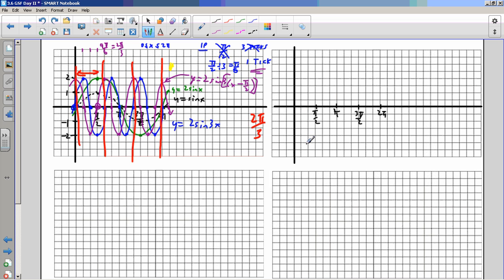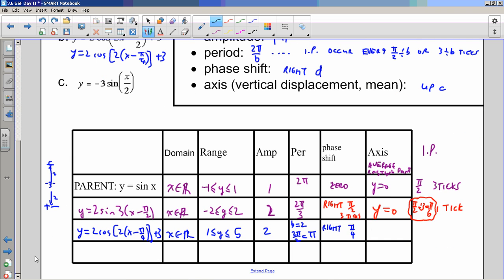So where's pi over 4? How much is pi over 4? I've got to move it right pi over 4, but how much is that? Well, pi over 4 is half of this distance, right? There's pi over 2, and half of that distance is here. It's 1.5 ticks. So when I want to move right pi over 4, that's right 1.5 ticks.